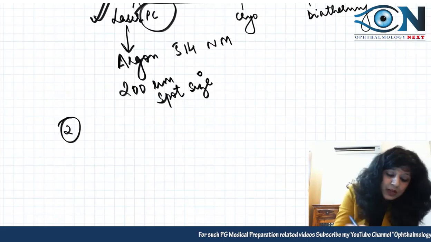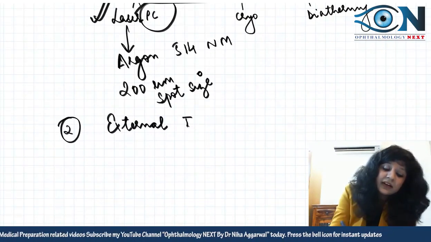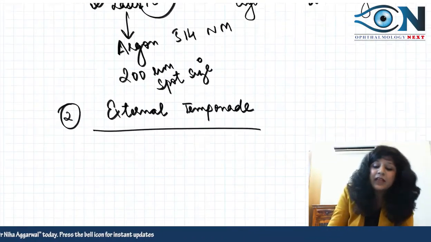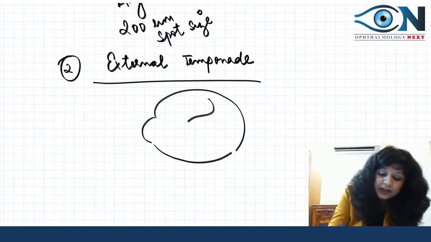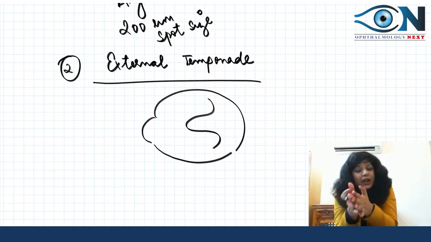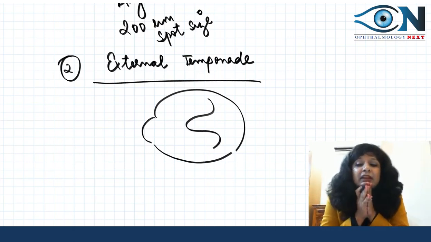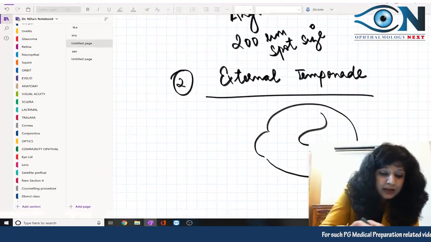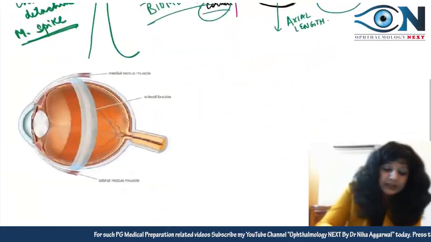Then number two is that we create an external tamponade. That means if I'm able to see a detachment, I want to create an external tamponade in order to create opposition between the layers. So what can I do? I will actually use a scleral buckle. So let's see how to do this. It is something like this.